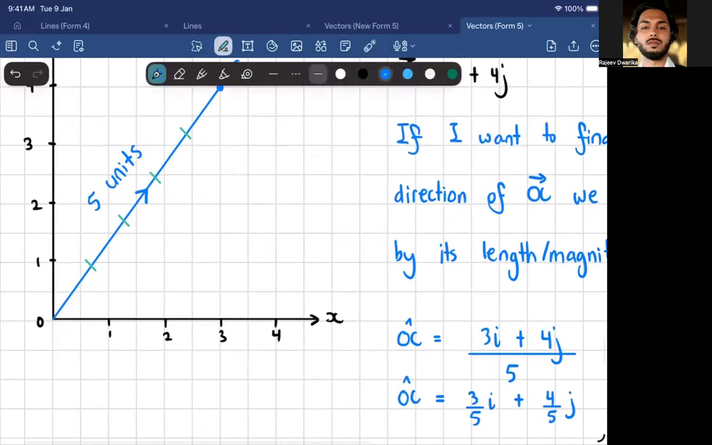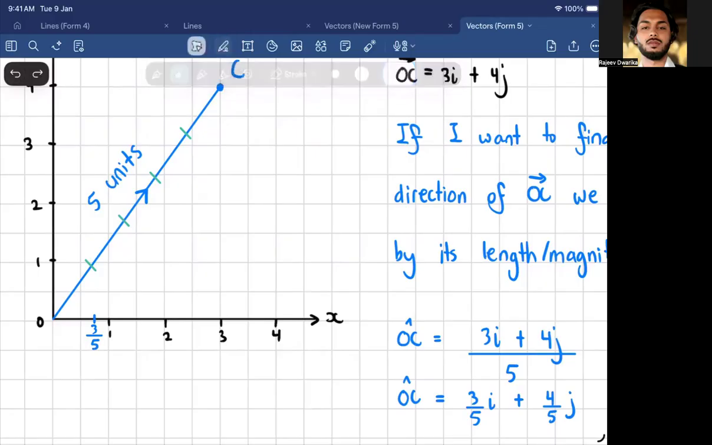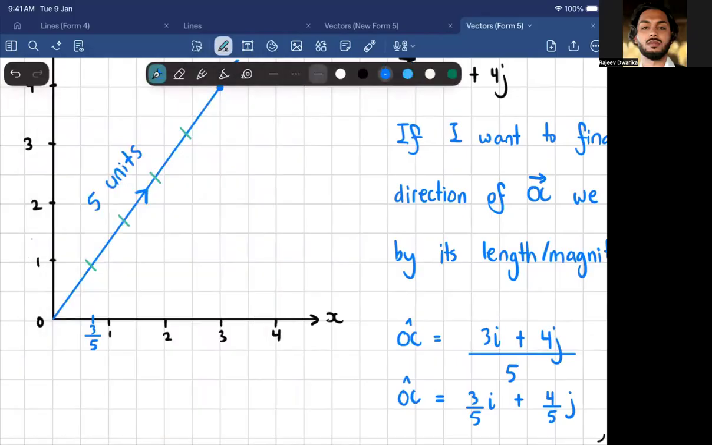So watch, this is what I'm talking about. Check it out. 3 over 5 is 0.6. That would be somewhere over here. So this would be 3 over 5. And then I would move 4 over 5. Okay, I need you to tell me if you're genuinely confused. This is the part where I need you to tell me if you're genuinely confused. You see what I just drew? That is a unit vector.